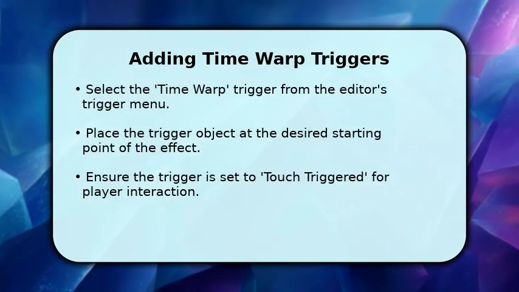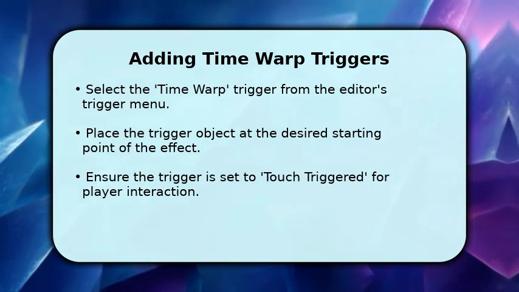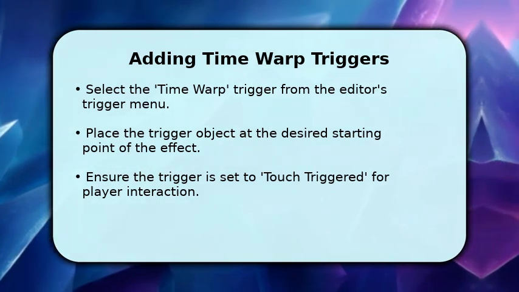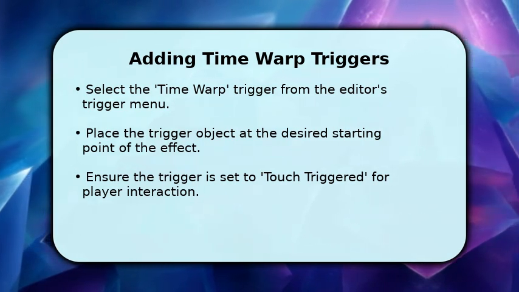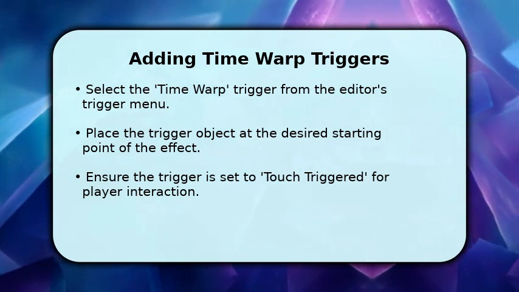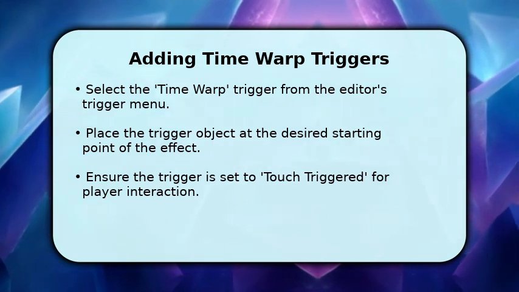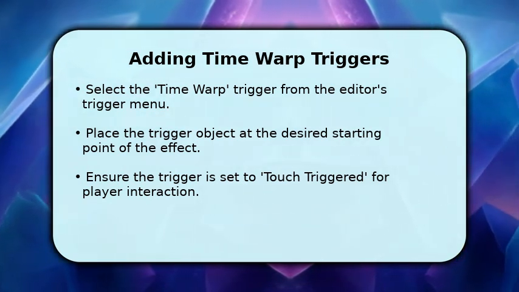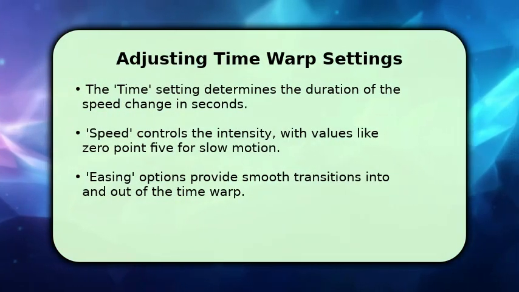Now, let's add the trigger to your level. After selecting the time warp trigger, simply tap anywhere on the editor grid to place it. It's best to position it where you want the speed change to begin. Double tap the placed trigger to open its settings. Here, you will see several options to customize its behavior, allowing for precise control over the time warp effect in your Geometry Dash creation.